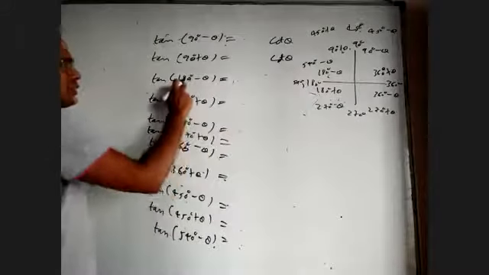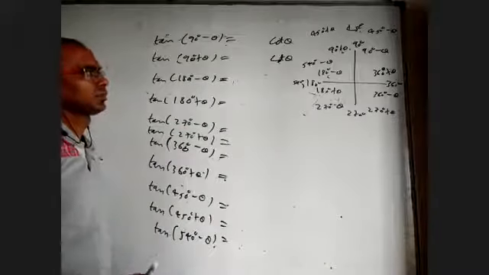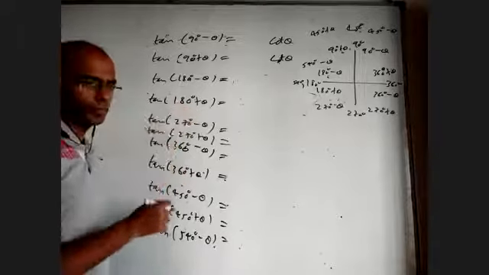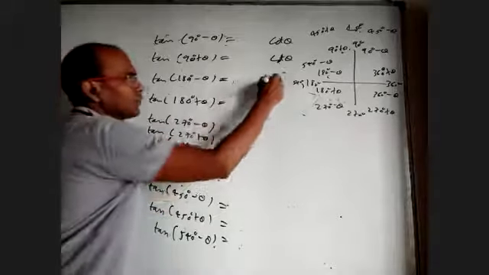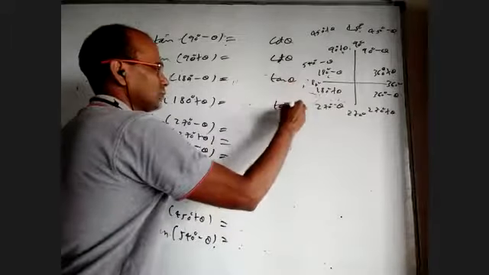What about tan 180 minus theta, tan 180 plus theta? What will come here? This is even multiple of 90. If it is even multiple of 90, the same function will come. It will be tan theta and tan theta.